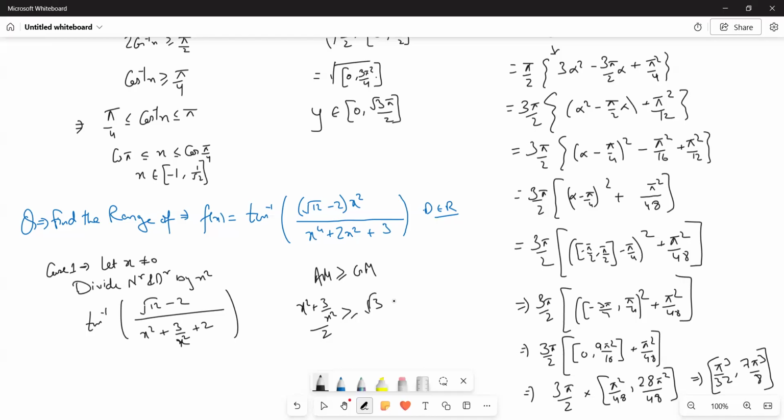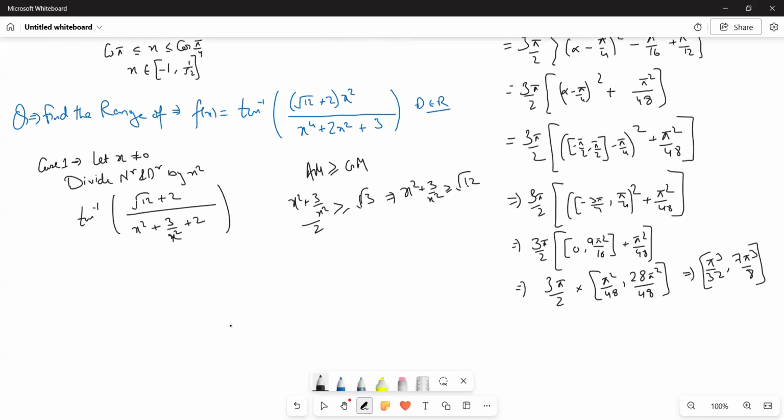Which implies x square plus 3 by x square must be greater than equal to 2 root 3. 2 root 3 is basically root 12. Greater than root 12. Make a small correction. Question में ये root 12 plus 2 होगा. ठीक है, root 12 plus 2 होगा. Just make a small correction in the question. Root 12 plus 2. Okay.